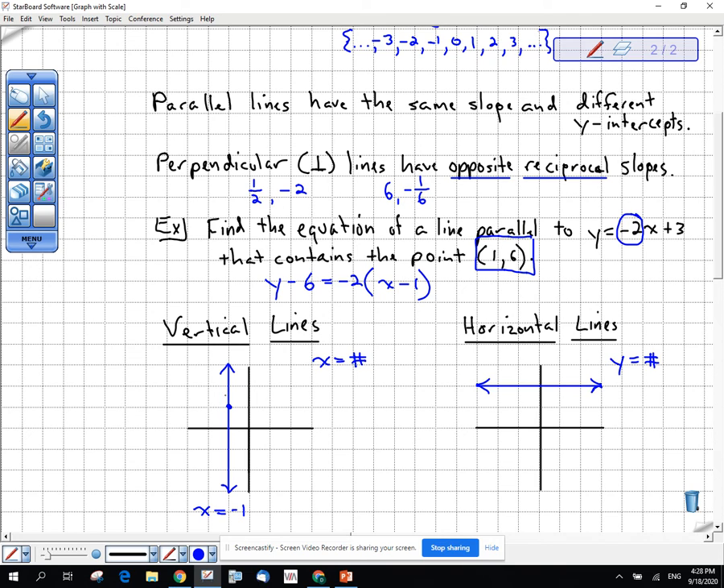Here's the point (-1, 1). Here's the point (-1, 2). Here's the point (-1, -2). Here's the point (-1, 0). The key characteristic there, the common characteristic, is that their x values are all -1. Okay, so think about this for a second.